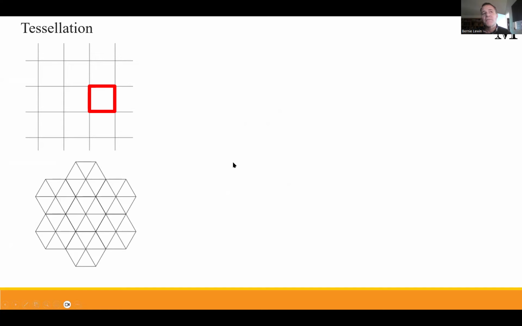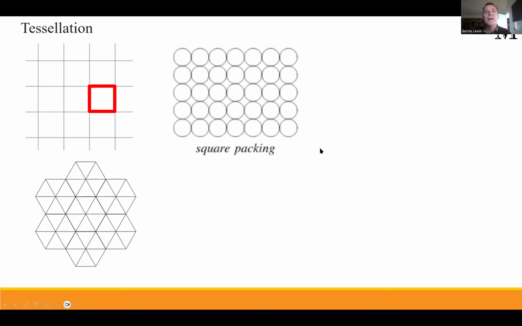So here's just a basic grid for the tessellation in the square. Here's a basic grid for the tessellation in the triangle. And notice how with the triangle there's also the hexagon. So the hexagon, the six-sided figure, is related to the triangle tessellations. Those two are related.